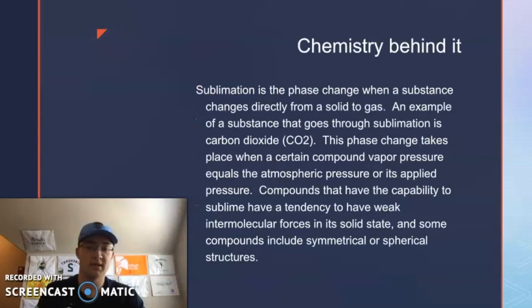The chemistry behind this lab is that sublimation is a direct phase change between solid and gas. The primary example of this phase change is carbon dioxide, when it goes from a solid, also known as dry ice, straight into a gas. This phase change typically takes place when a compound's vapor pressure is equal to the atmospheric pressure or its applied pressure.